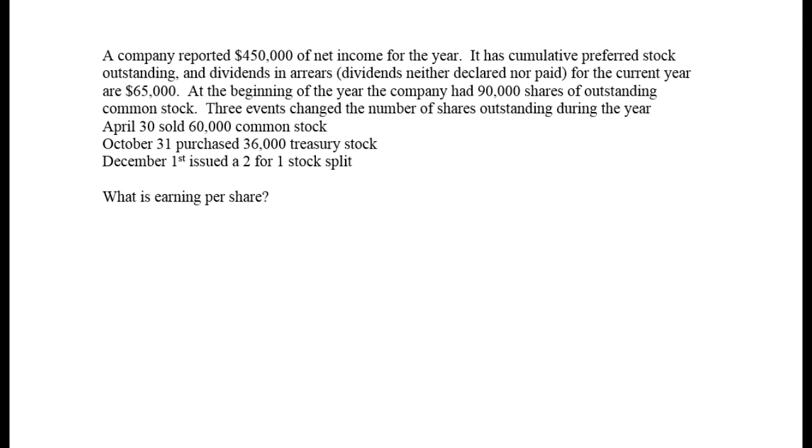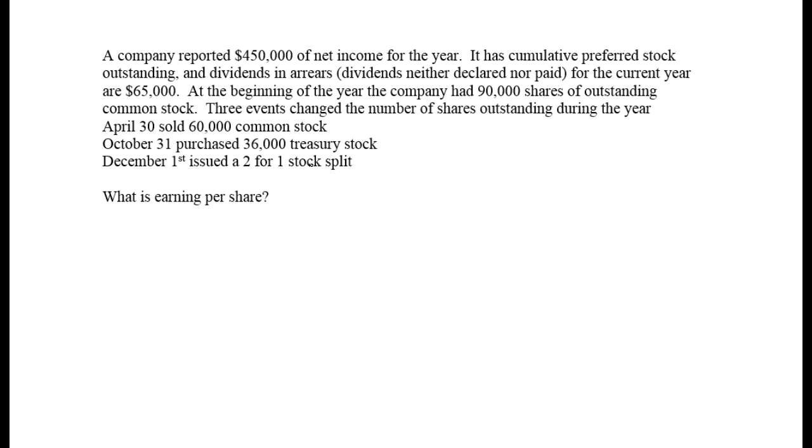In my third example, I have $450,000 of net income, and I have cumulative preferred stock outstanding, and it has dividends in arrears because they have neither been declared nor paid for the current year. That amount is $65,000. The beginning of the year, they had 90,000 shares outstanding, and three events changed it. Our common stock issue, our purchase of treasury stock, and on December 1st, a 2-for-1 stock split. What is earnings per share?